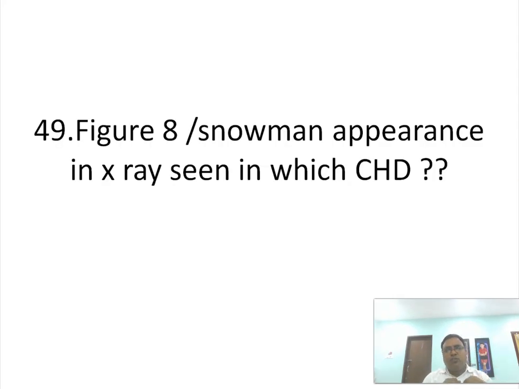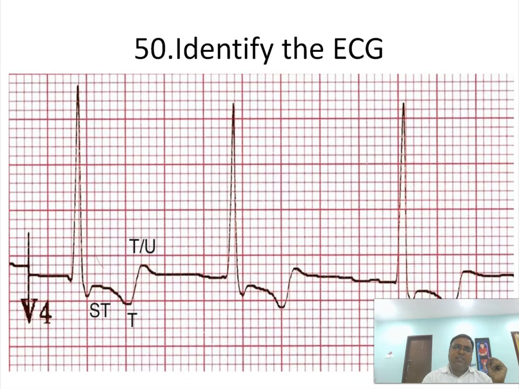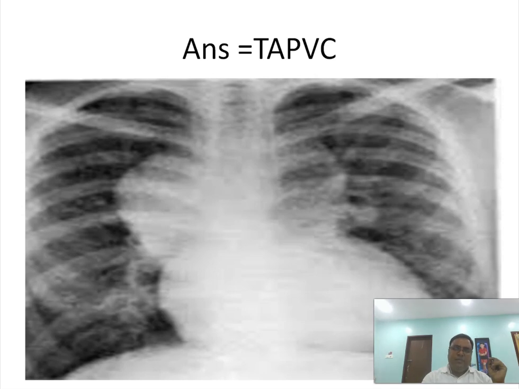Figure 8 or snowman appearance in X-ray is seen in which variety of congenital heart disease? It is just like this picture. In which variety of congenital heart disease will you see this type of picture? The answer is TAPVC.